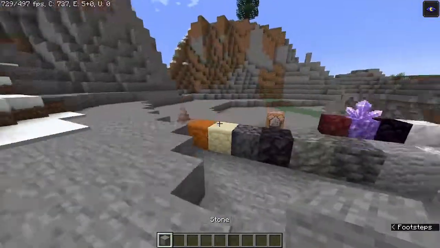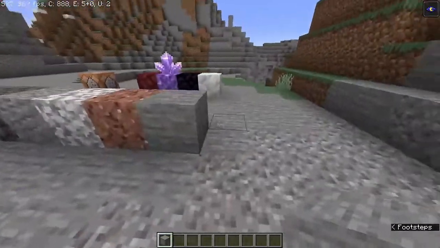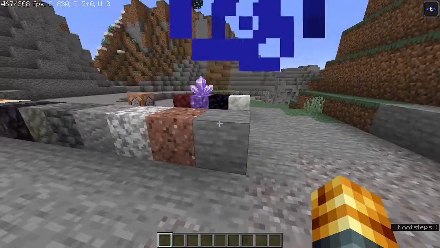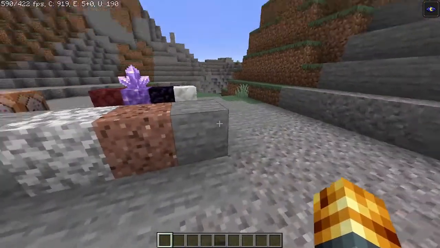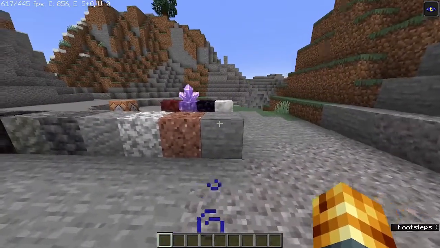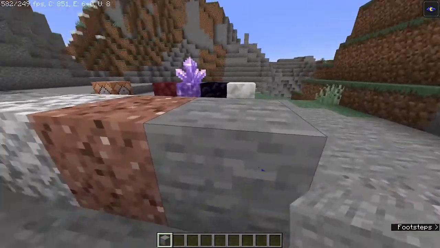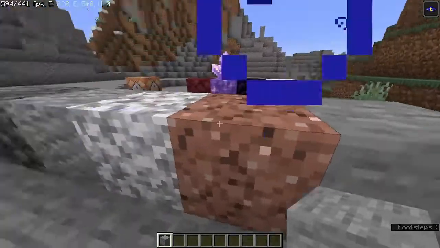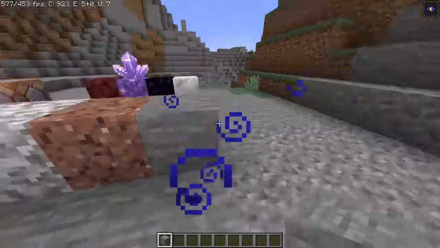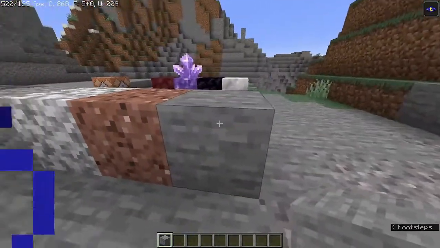Now, stone is the basic block in Minecraft, and surprisingly enough, stone is not a type of stone. So, we need to classify it. And the way we do that in geology is we look at the grain size, so the little bits that we can see in it, how big those are, and also the colour.